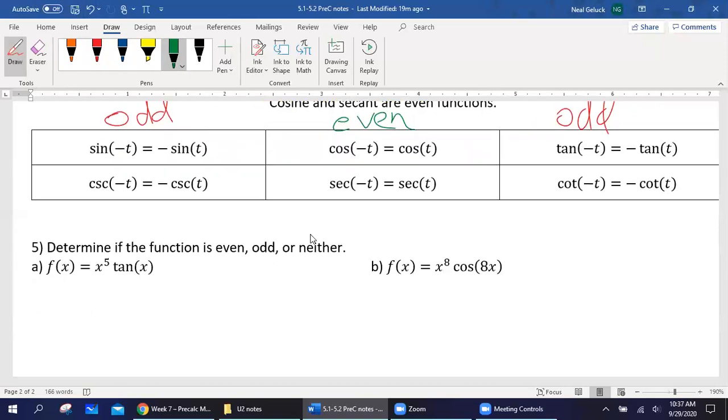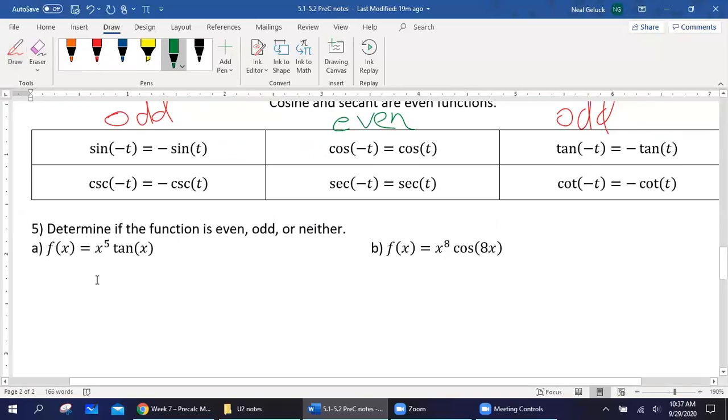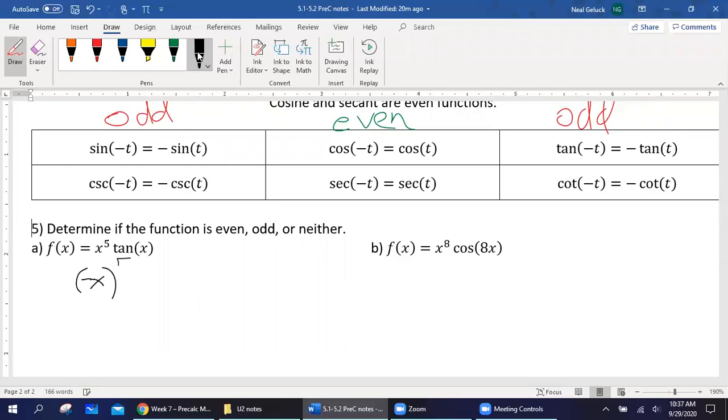So on the last problems here, we're going to determine if these are even, odd, or neither. So here's the test. I replace the variable with the negative of the variable. So if I did negative x to the fifth, tangent negative x. Let's see what happens to the negatives. That seems to be what matters with even and odd. Negative x to the fifth, that is just negative outside of it, x to the fifth. The negative doesn't go away.